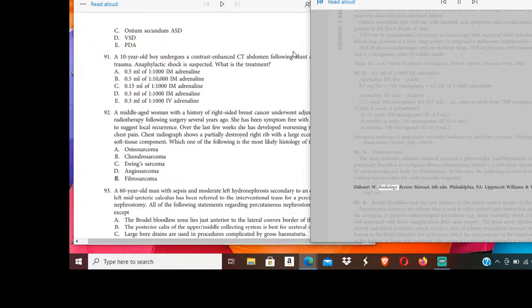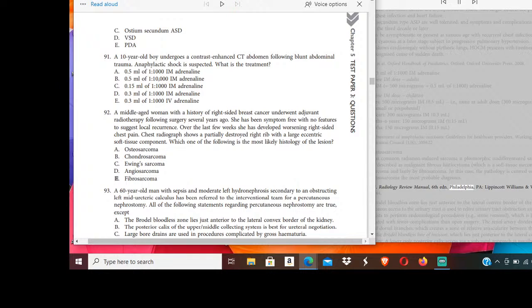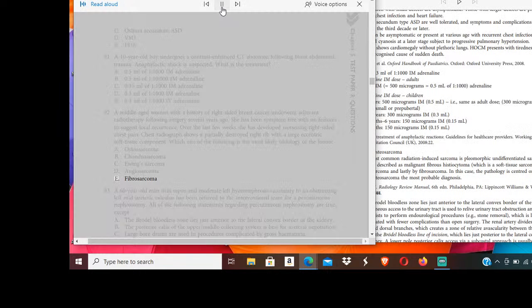Dähnert W. Radiology Review Manual, 6th ed. Philadelphia, PA, Lippincott Williams and Wilkins, 2007:144. E. Fibrosarcoma.